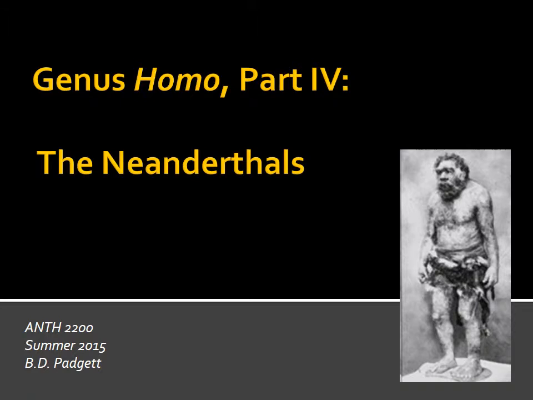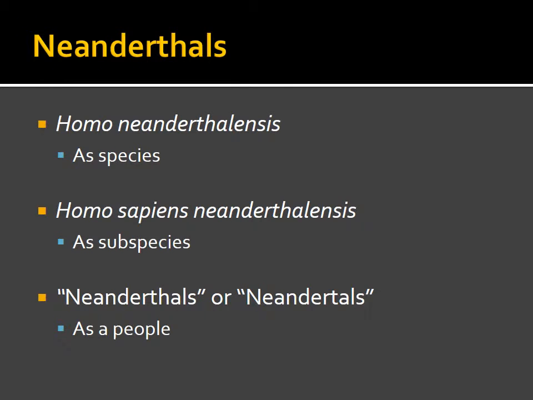Neanderthals have been grouped on different levels and at different times, taxonomically speaking. So we can talk about Neanderthals as a species, in which case they've been grouped as Homo neanderthalensis. We can talk about them as a subspecies, and they have been considered such as Homo sapiens neanderthalensis. And we'll talk about them as a people, independent of their taxonomy. They have been called Neanderthals or Neandertals.